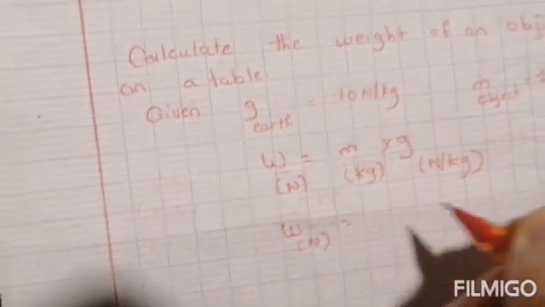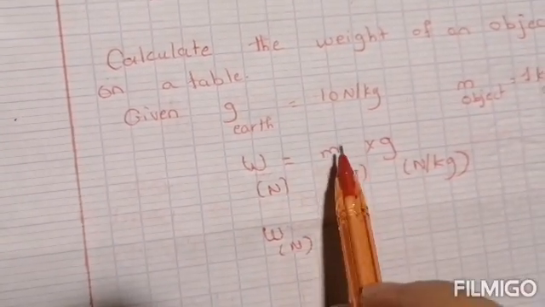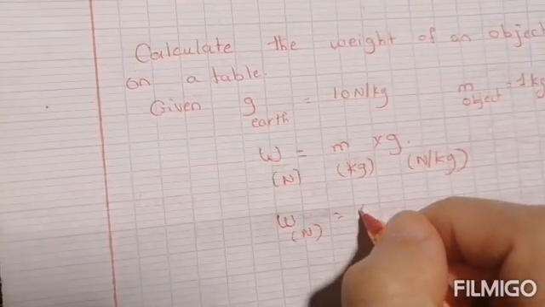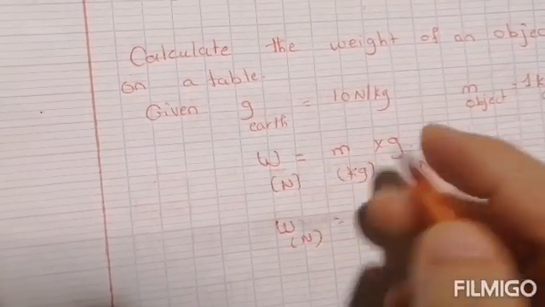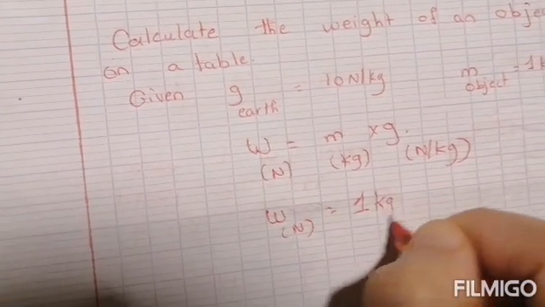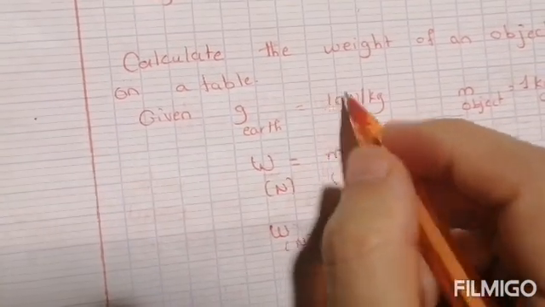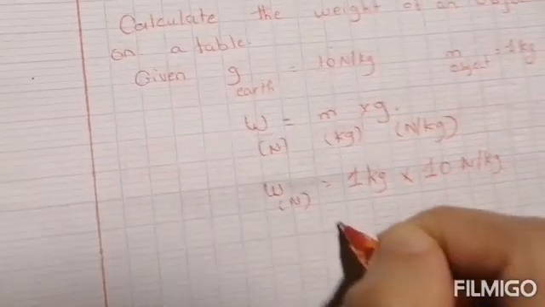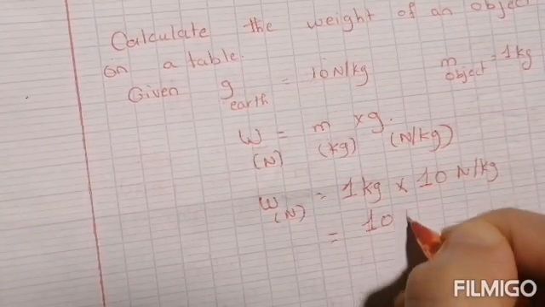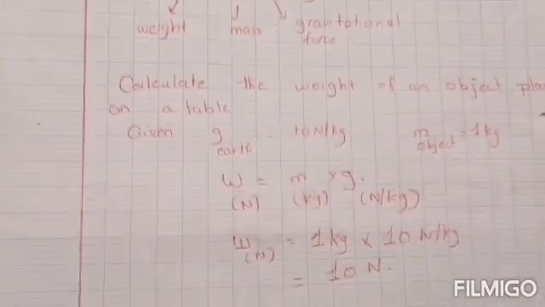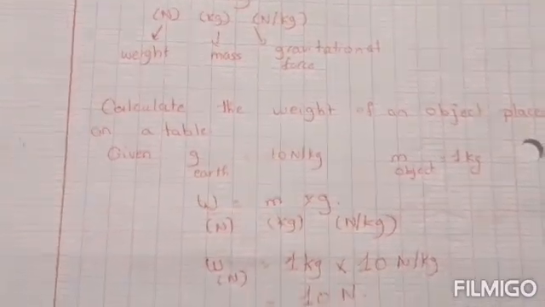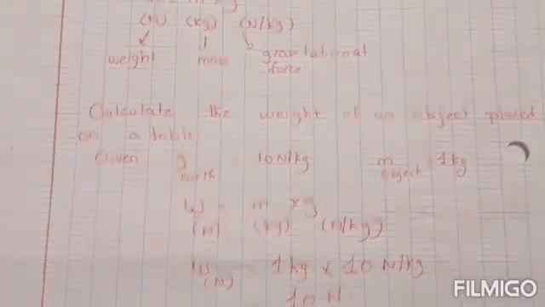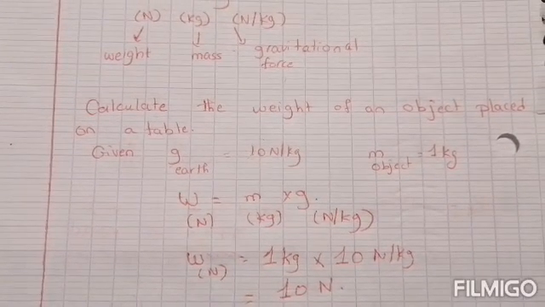Weight, I need to know the weight. So I multiply the mass with the gravitational force. The mass is 1 kilogram. So I substitute with 1 kilogram times G, which is 10 Newton per kilogram. So the answer will be 10 Newton. So to find weight, I need to multiply the gravitational force with the mass of an object, and the mass should be in kilogram.